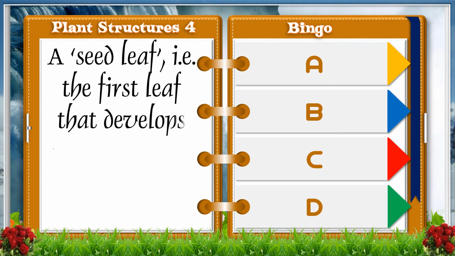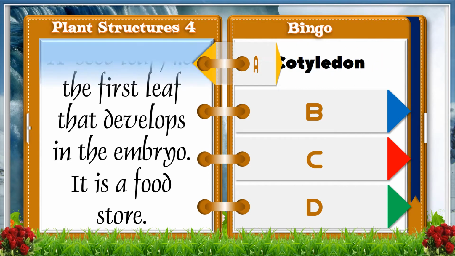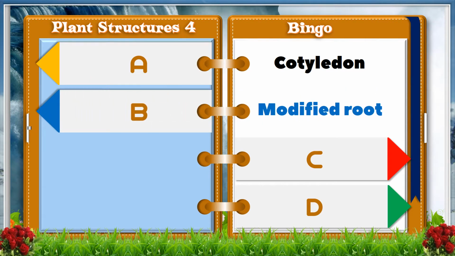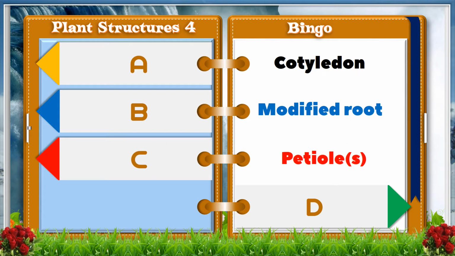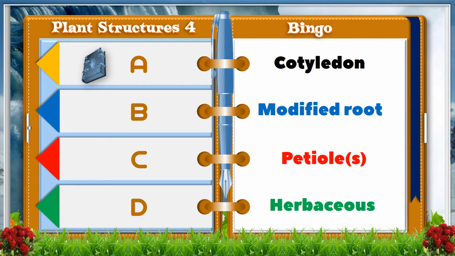A seed leaf, i.e. the first leaf that develops in the embryo. It is a food store. A. Cotyledon. B. Modified root. C. Petioles. D. Herbaceous. And the answer is A. Cotyledon.